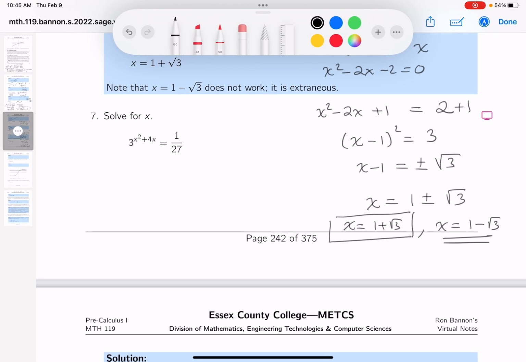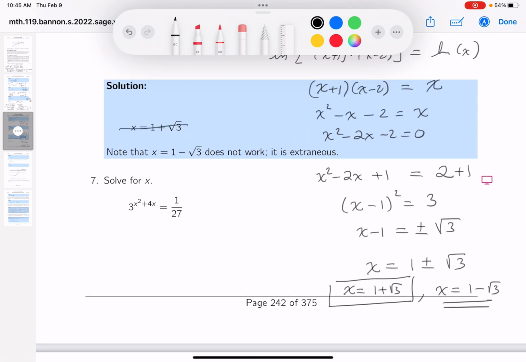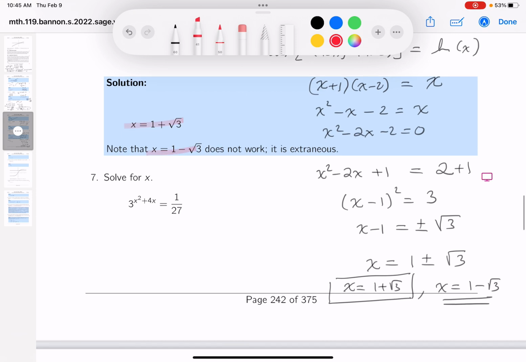Let's look at the key and see what the key says. The key does agree with me there, and it's important to do that. And they are saying the other answer is extraneous. It just doesn't work for the problem.